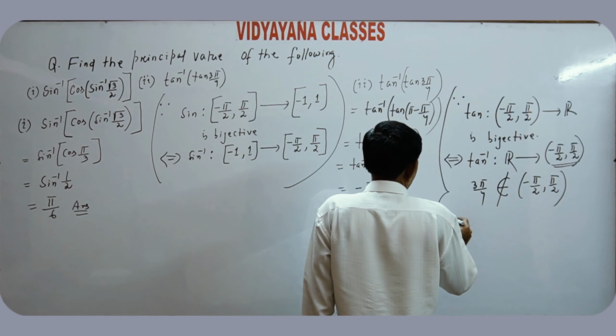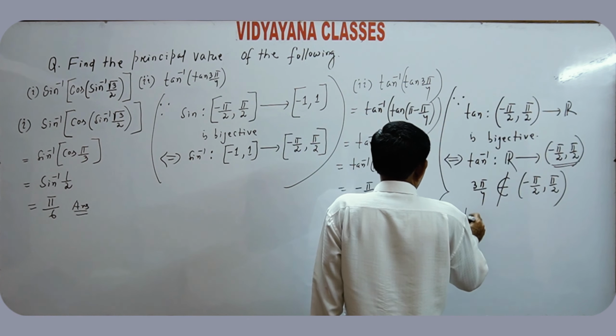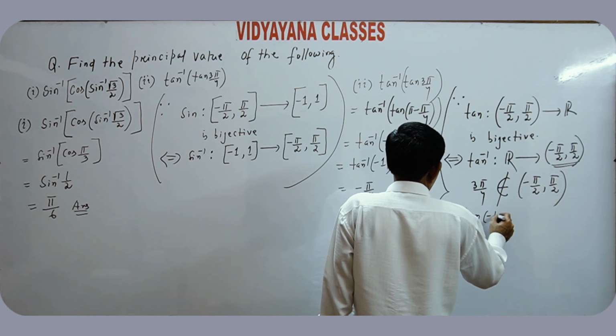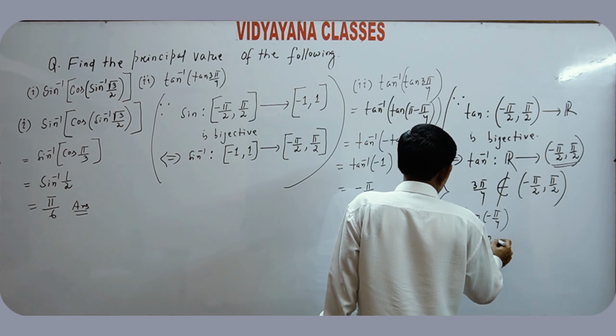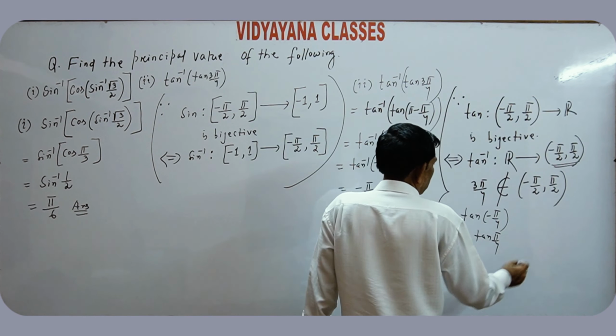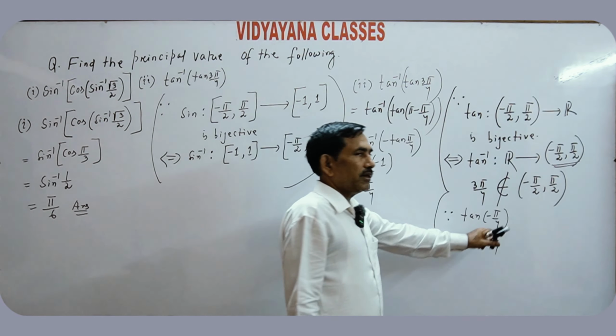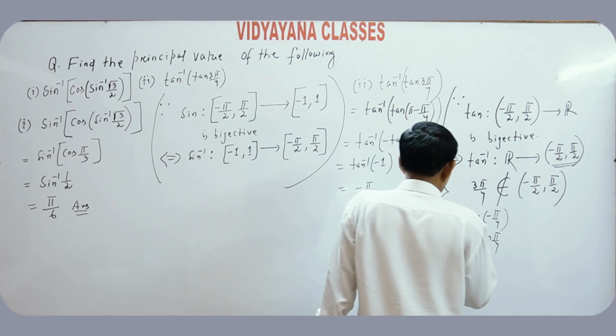Since tan of minus pi by 4 is equal to minus tan pi by 4, because tan of minus theta is equal to minus tan theta, which is equal to minus 1.